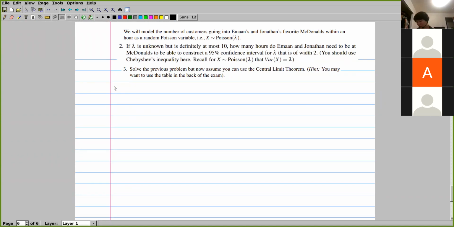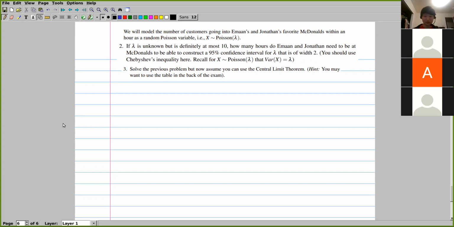So here there are two parts, and I think this is a good example because we can first try Chebyshev and then see how it turns into the CLT. Let's write down everything we know here. X has distribution Poisson lambda. We don't know what lambda is, but we know that lambda is at most 10. I want to make a confidence interval for lambda that is of width 2.